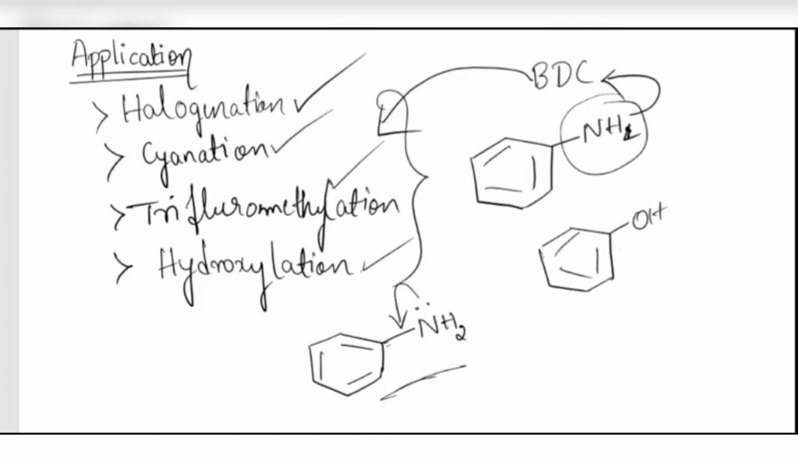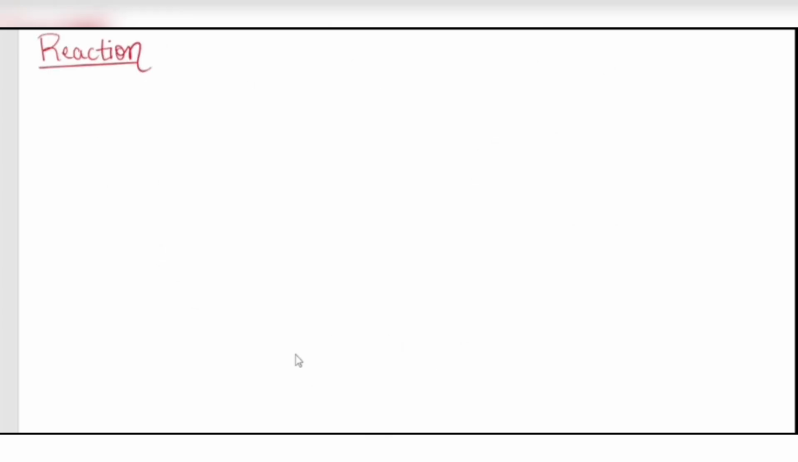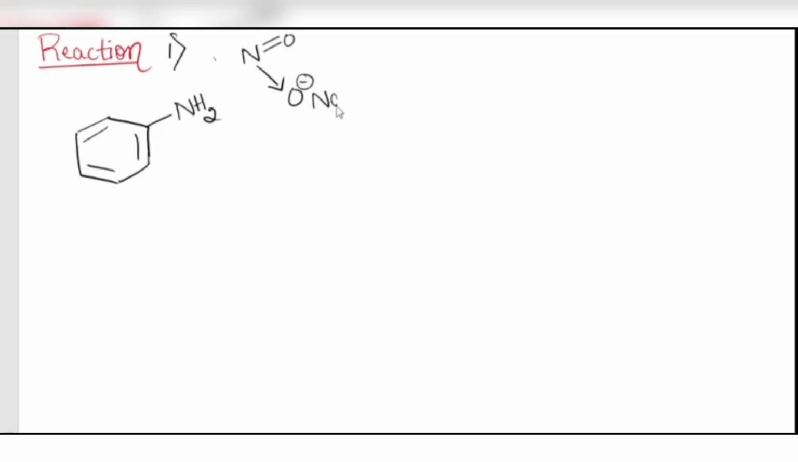It is a very famous reaction, and I will be discussing one example over here, and afterwards we'll discuss the detailed mechanism of this. Here I will be taking aniline, and in the first step we will be having sodium nitrite, correct? Here I will be writing N double bond O, and here O like this, and here we have Na with a positive charge. This is sodium nitrite.